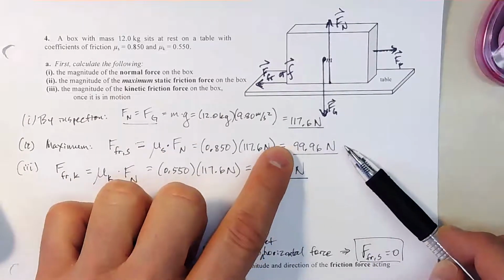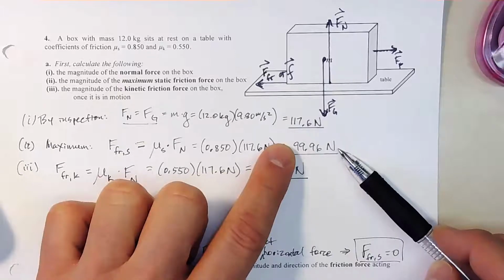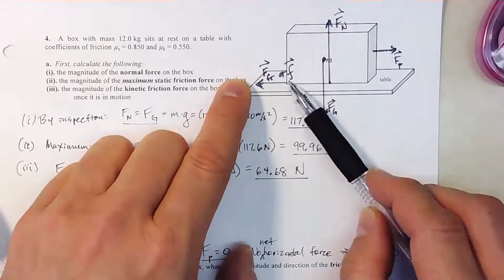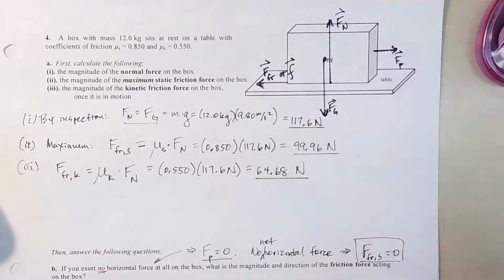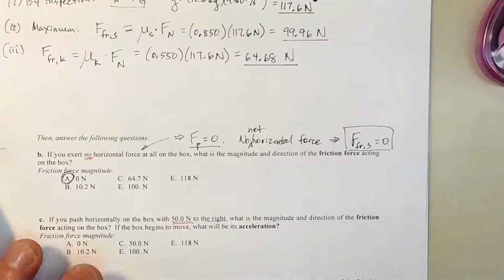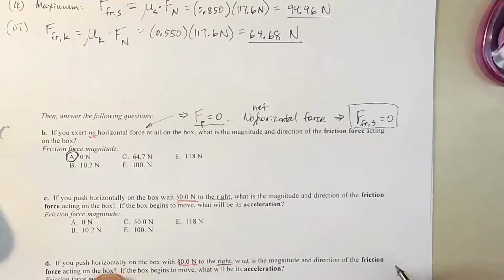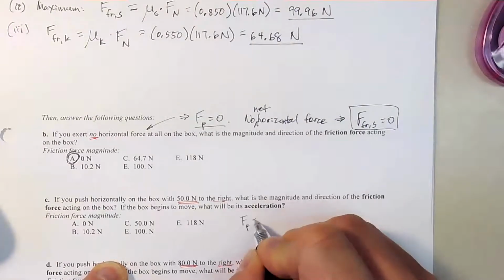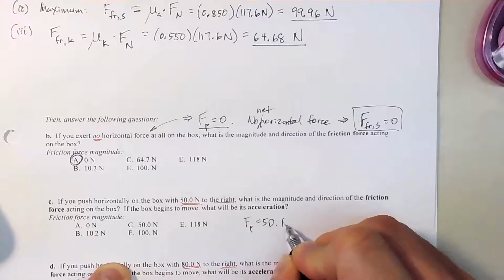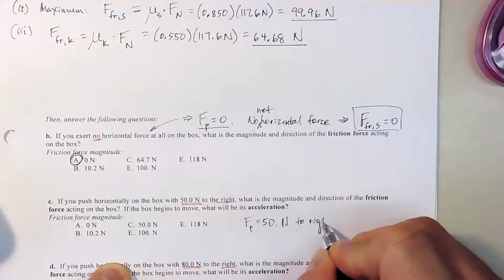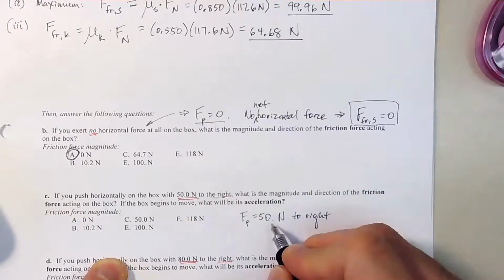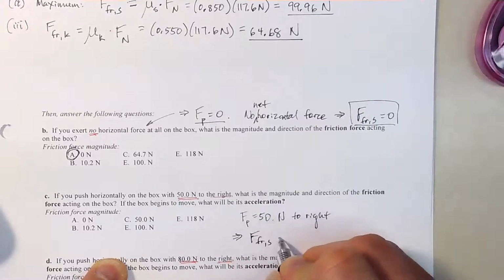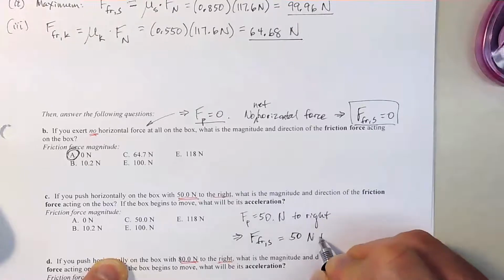What's the biggest value the static friction can reach? It was almost 100 newtons, so just shy of 100 newtons. So if we push to the right with only 50 newtons, then the static friction force will arise with 50 newtons in response, and the box will remain at rest. Okay? So that means that the force of the person is 50 newtons to the right. Sorry, I dropped a sig fig there, but okay. Which means that the static friction force will be 50 newtons to the left.